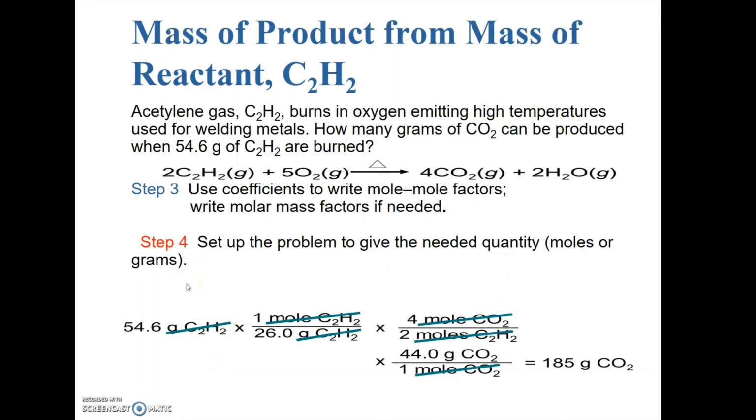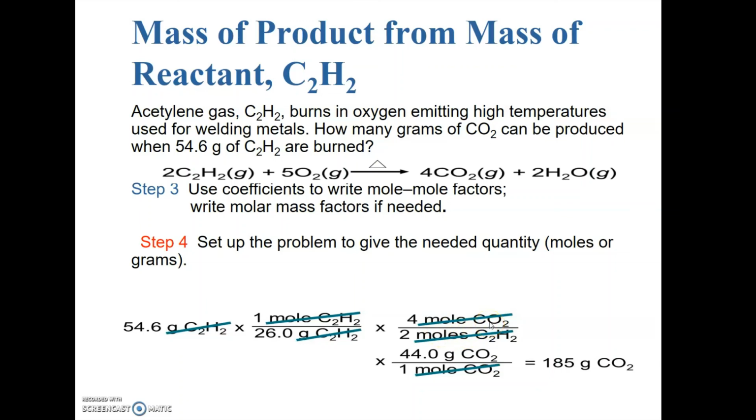After you set up your plan, then you follow what you have decided to do to solve the problem. Like in this problem, we decided to go from the mass of C2H2 to the moles of C2H2. In order to do that, we need to divide this mass by the molar mass of C2H2. Then we said we are going to use the mole-to-mole ratio. So here is the mole-to-mole ratio according to this balanced chemical equation. After we use the mole-to-mole ratio, we will end up with the moles of CO2.